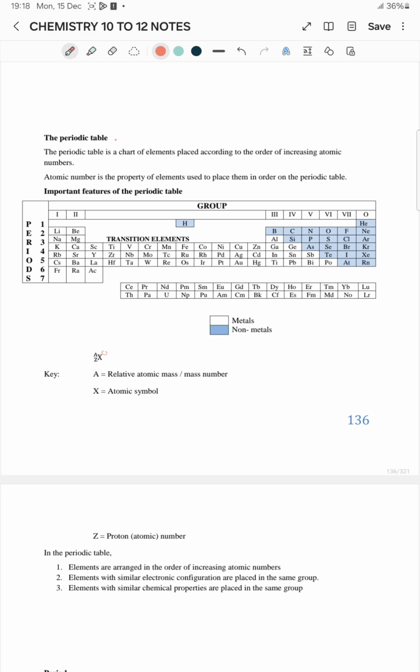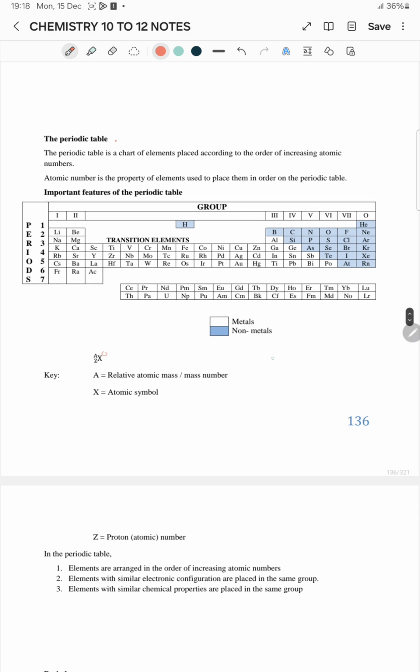So look at the important features of the periodic table. It's an interesting topic actually. So the periodic table has groups and also has periods. Now, when we talk about groups, groups are columns, whereas the periods are rows.